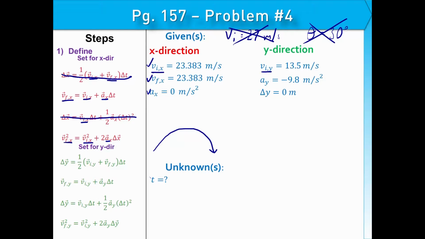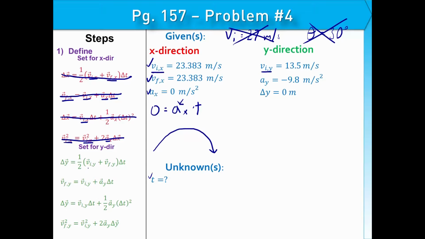And finally, I need time. So time is listed right here. Time is not listed here, so this equation is crossed out. However, this equation will not give me my answer because the final velocity is equal to the initial velocity. If you do the mathematics for this, it turns out that you're going to get 0 equal to acceleration in x times time. And if this is 0, that means I won't be able to figure out what time is. So this equation is actually crossed out too. So we'll go ahead and move to the y direction.